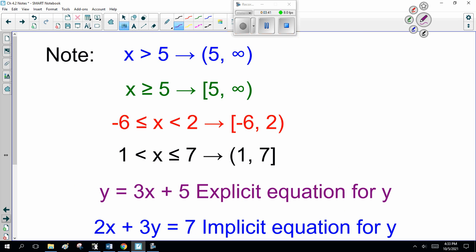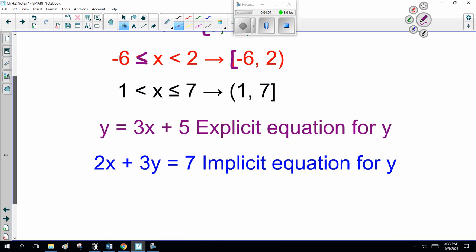Now, I want to note, just a reminder, domain and range when we're using the greater than or equal to signs. X is greater than 5, that's a curved bracket. X is greater than or equal to, that's a square bracket. Okay? So, greater than or equal to is square, greater than or less than is curved.